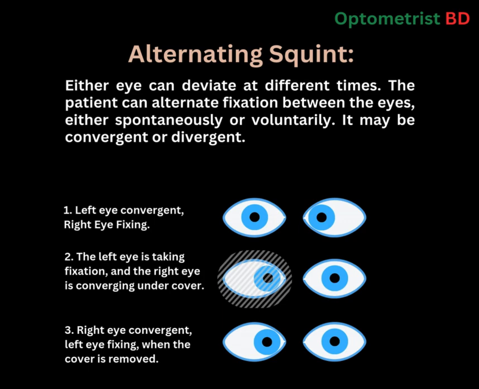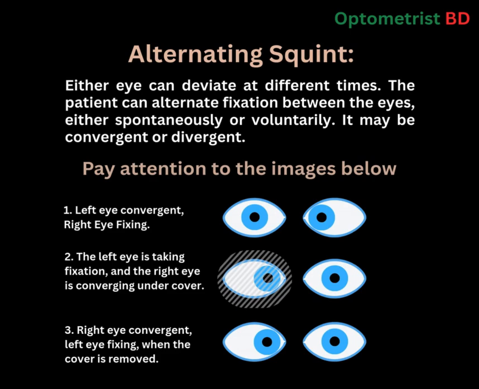Alternating squint. Either eye can deviate at different times. The patient can alternate fixation between the eyes, either spontaneously or voluntarily. It may be convergent or divergent. Pay attention to the images below. Number 1. Left eye convergent, right eye fixing. Number 2. The left eye is taking fixation, and the right eye is converging under cover. Number 3. On uncover, right eye convergent, left eye fixing.